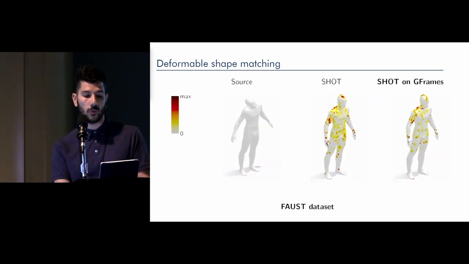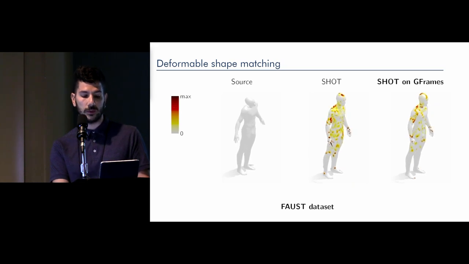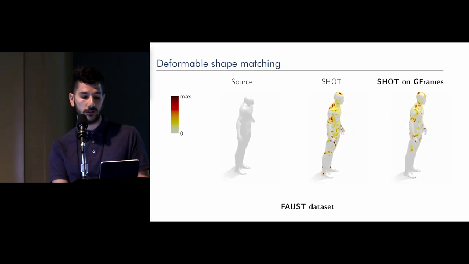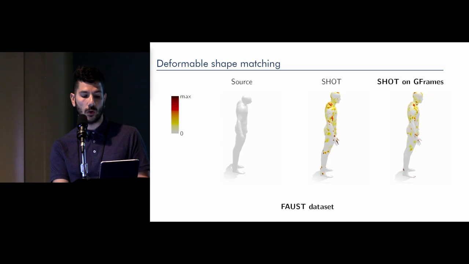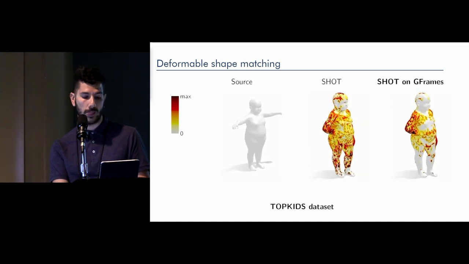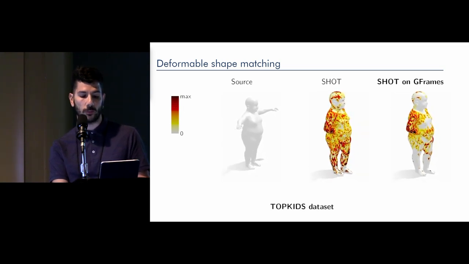In this slide, we encode the heatmap of the pointwise matching errors on the Faust dataset. We show that G-frames allow for more accurate descriptor matching. Similar considerations apply to the Top Kids dataset.